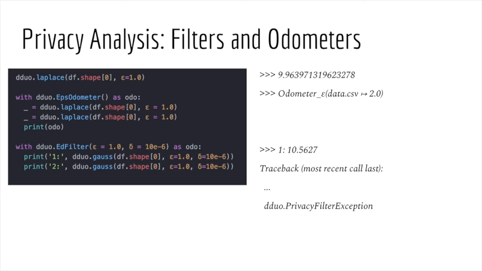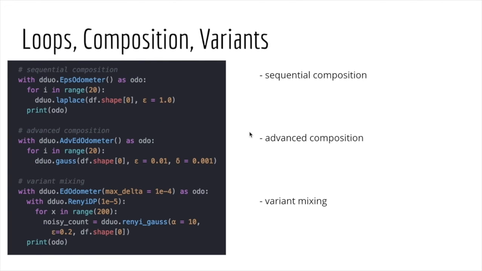In addition to odometers and filters for sequential composition under epsilon-delta differential privacy, DDUO provides odometers and filters for advanced composition and Renyi differential privacy. Okay. Iterative algorithms can be built in DDUO using Python's standard looping constructs, and DDUO's privacy odometers and filters take care of ensuring the correct form of composition. Parallel composition is also available via functional mapping. Advanced composition can be achieved via special advanced composition filters and odometers exposed in the DDUO API.